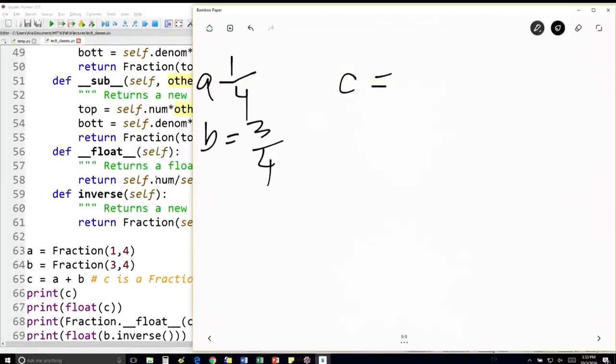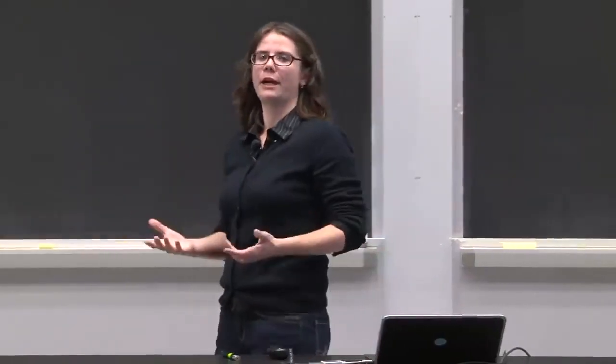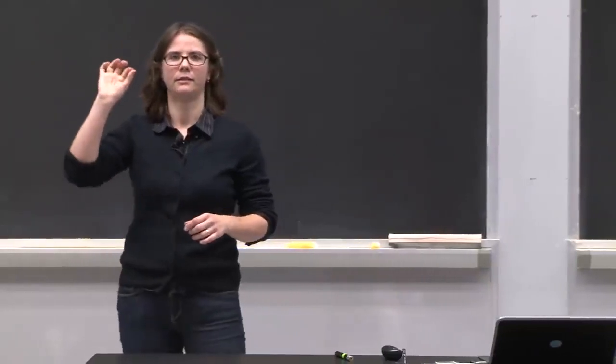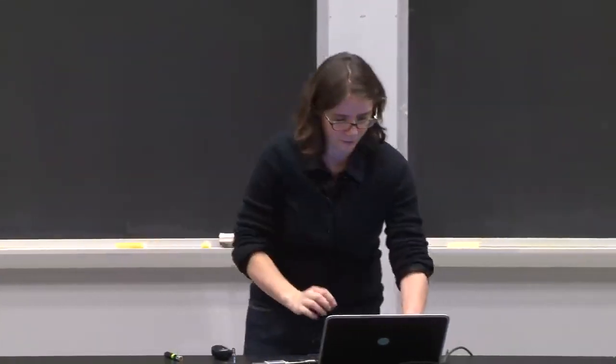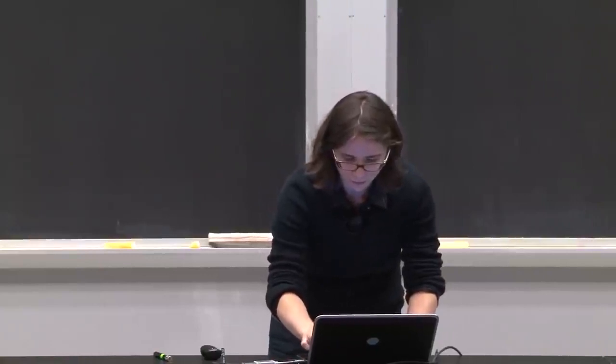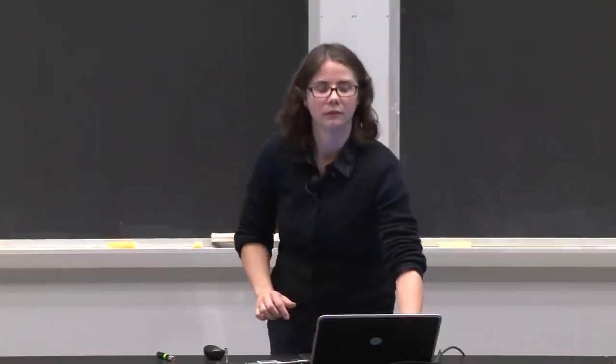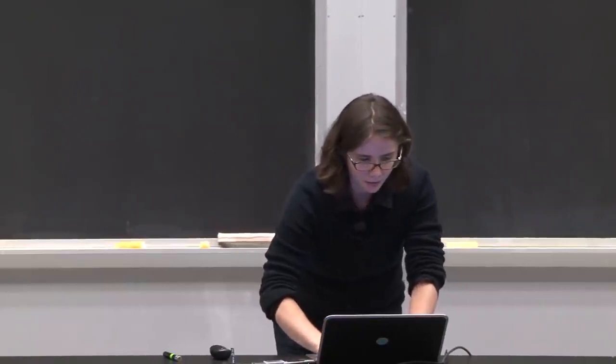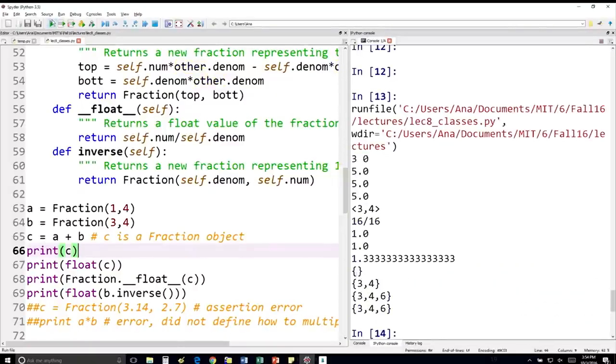So this is going to be 4 plus 12 divided by 16, okay? And 16 over 16. So C as a fraction object is going to be 16 for the numerator and 16 for the denominator, right? Because it's a fraction object. If I print C, it should print 16 over 16, so we can even run it. So it prints 16 over 16.